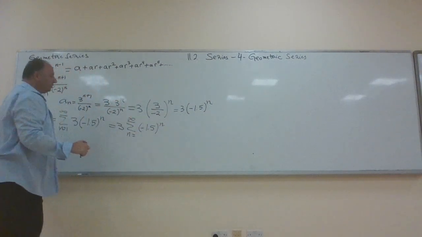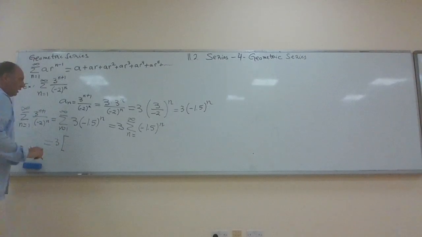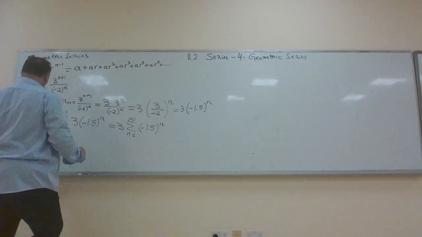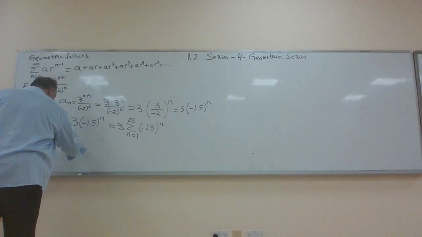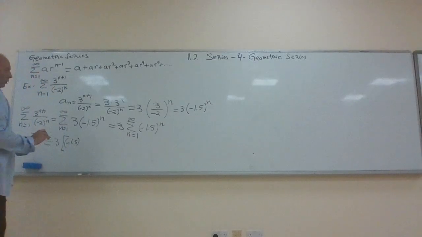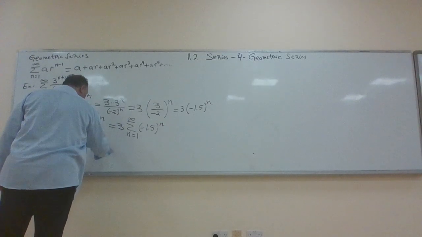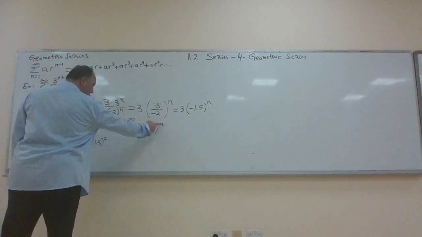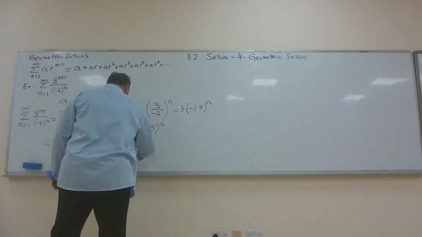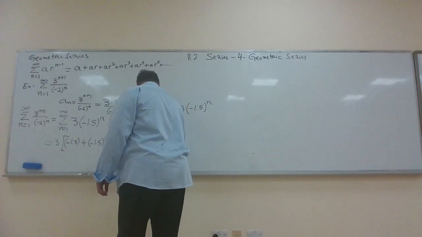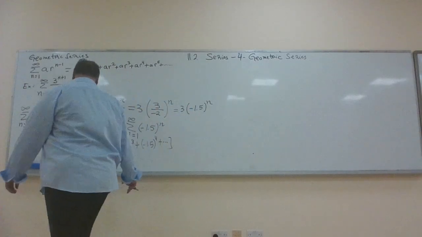So I have something like this. So if I write it out, so 3 and then I open the bracket, now I write the series. So n starts from 1. So I have negative 1.5, that's the first term, power 1, plus negative 1.5 to power 2, because n equals 2, plus negative 1.5 to power 3, plus negative 1.5 to power 4, plus, so we keep going, no need to write anymore.